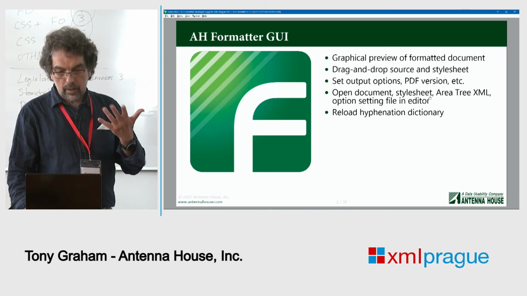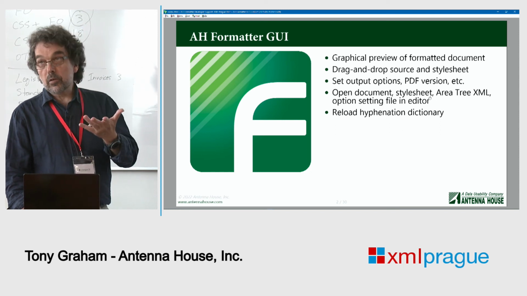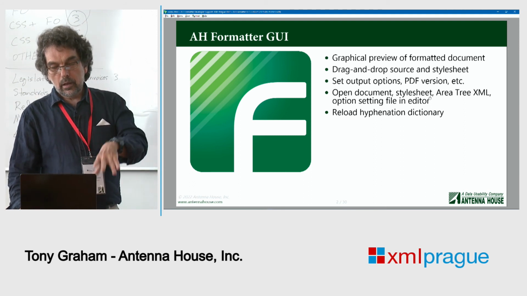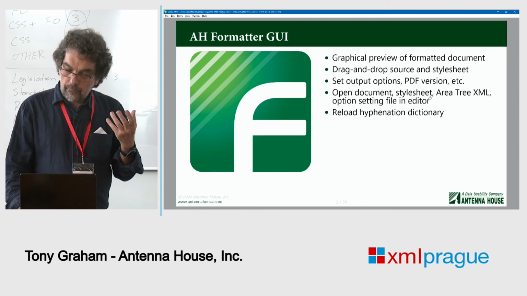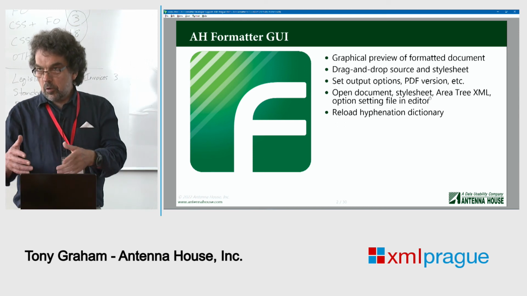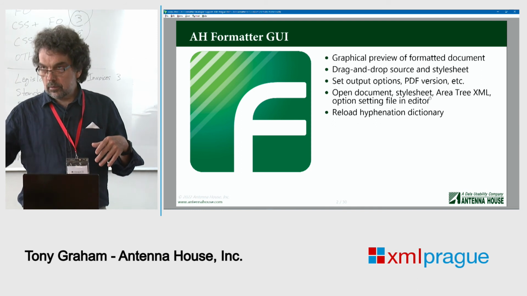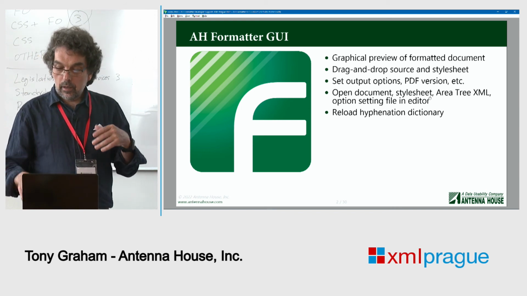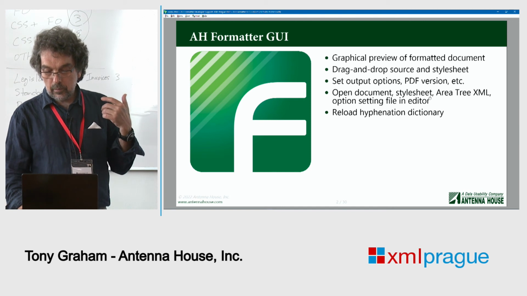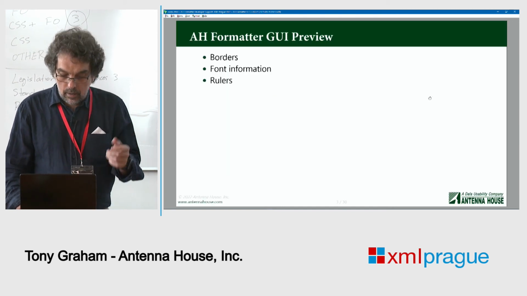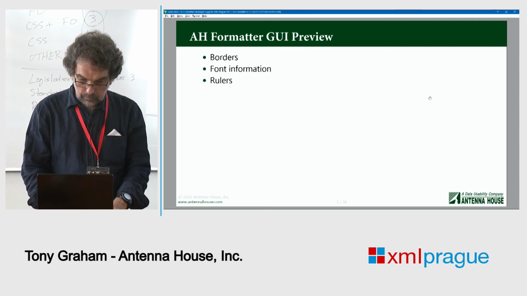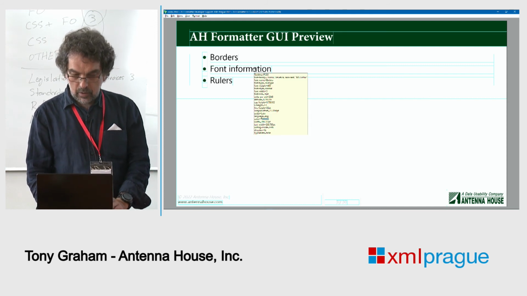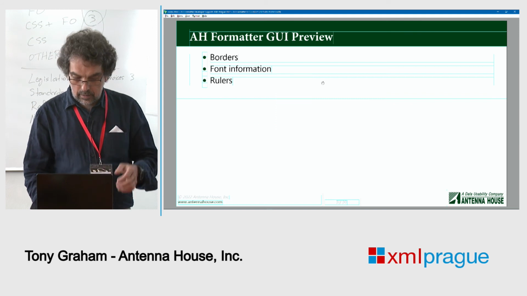AH Formatter GUI, graphical preview: drag and drop your source and style sheet if you're a drag and drop sort of person. You can control some of the output options, and when you have the document open, you can open the CSS style sheet. You can look at the area tree XML of the formatted document from the menus in AH Formatter. As Ken alluded to, you can look at the borders of the document. You can get some basic information about the font size, the colors, etc.